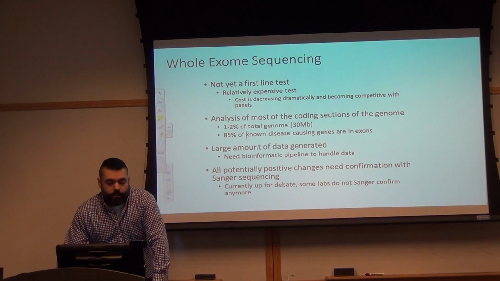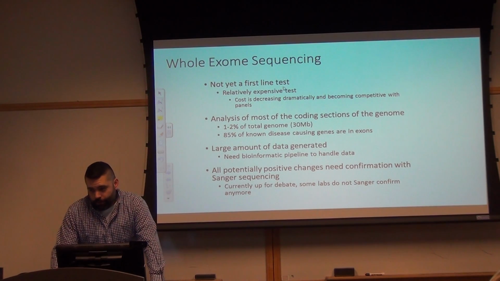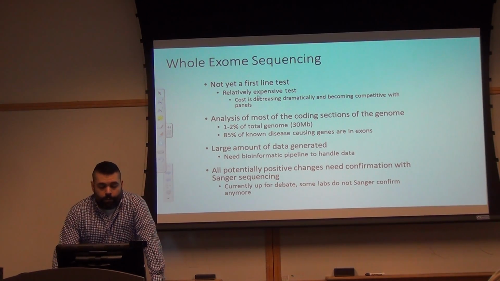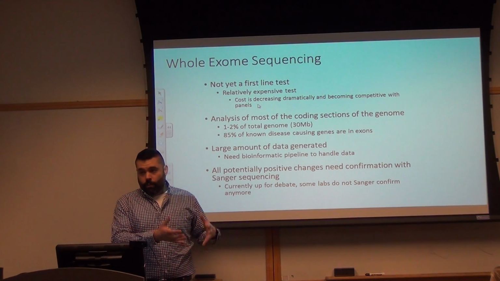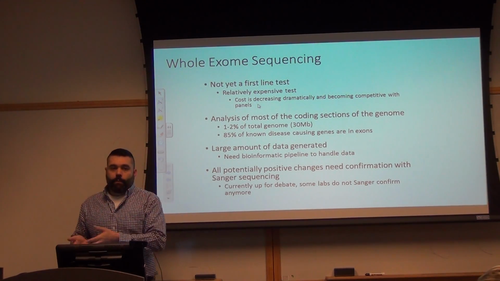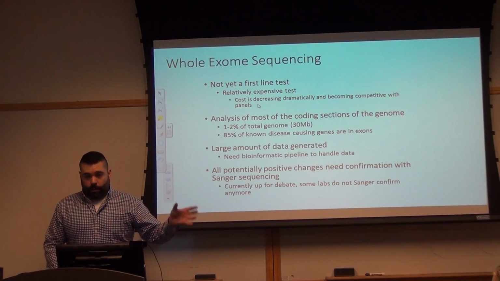And that's because it's a relatively expensive test that insurance will not cover, although that's changing too. We're really in flux right now with all this. The cost is dramatically decreasing, and it's becoming competitive with panels, which is why in the wet lab especially you're seeing the whole exome being sequenced and bioinformatically masked, because it's just as cheap to do that as to do a panel.